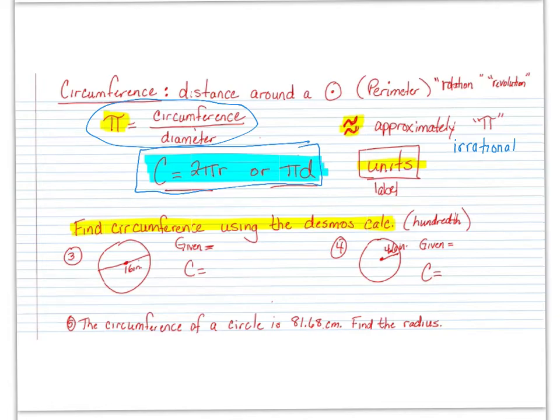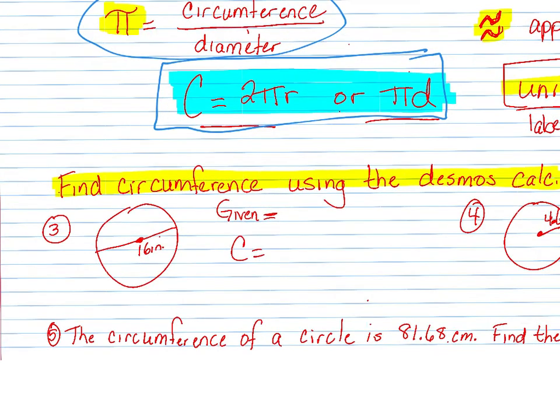Okay, look at number 3. What are we given in number 3? 16 inches. Right, but raise your hand and tell me, what does that 16 inches represent? Callie? This is the diameter, isn't it? We're given the diameter is equal to 16 inches.